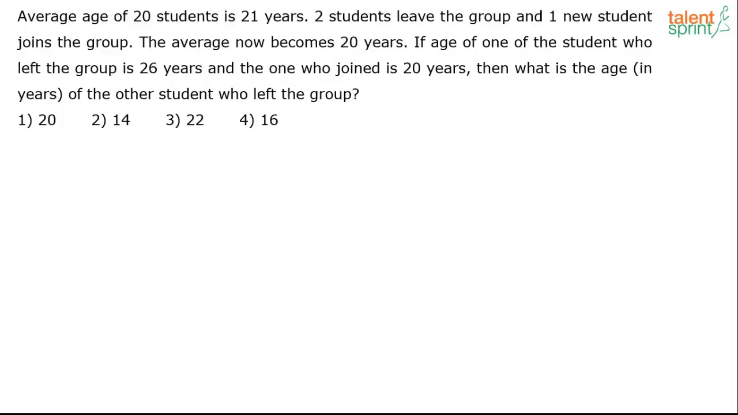Solve this quick. Average age of 20 students is 21 years. 2 students leave the group and 1 new student joins the group. The average now becomes 20 years. If age of one of the students who left the group is 26 years and the one who joined is 20 years, then what is the age of the other student who left the group? Anyone who's got the answer? Pittu has got 16, Neeraj has got 16, Chandra, Neeraj and Ayushi have also got 16. Yeah, Amit Kumar, yes.